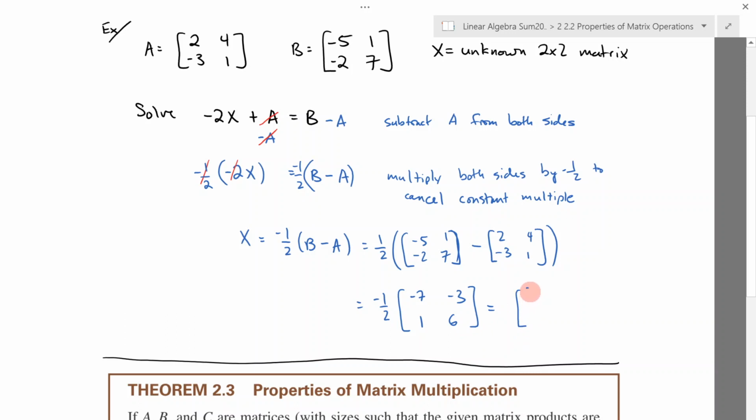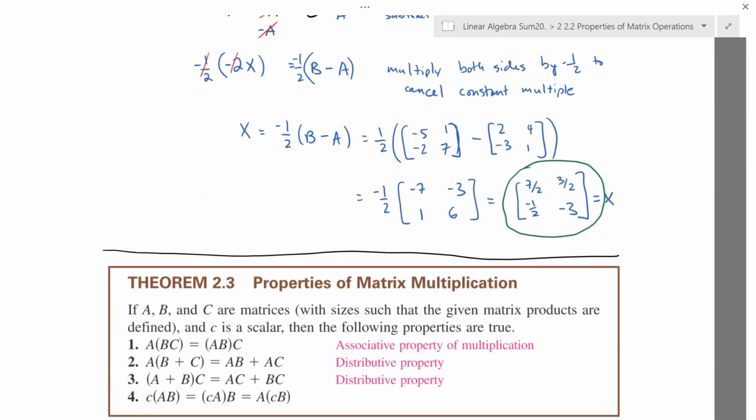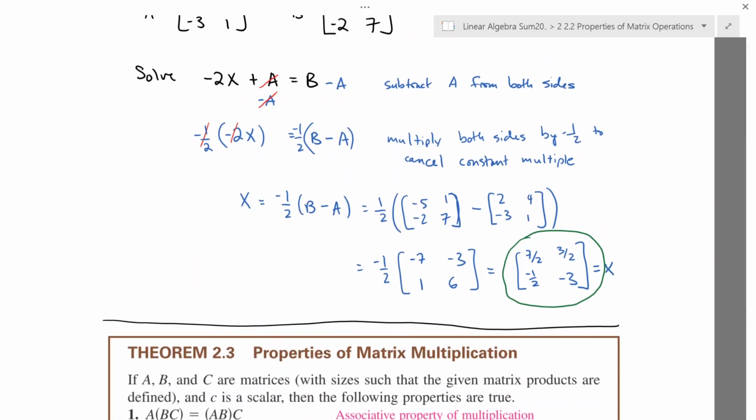So we get 7/2. This entry will be 3/2. This will be -1/2. And this will be -3. And that's our matrix X. Okay. So again, basically the procedure here is what we're used to when solving linear equations.